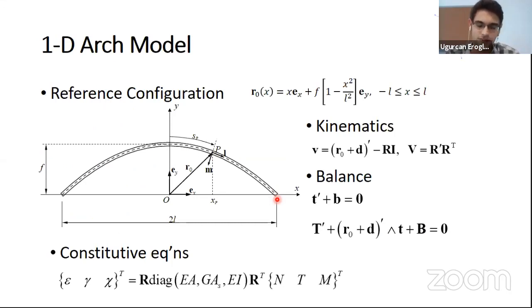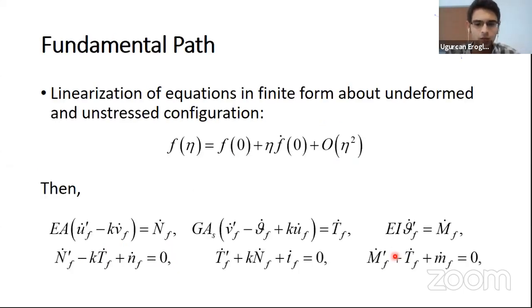We assume the arch is a one-dimensional continuum with parabolic axis. These are basically the Eulerian description of kinematics and balance. We assume the arch is, of course, flexible, and in addition to that, it is extensible and shearable according to Timoshenko model. Those were the field equations in finite form.